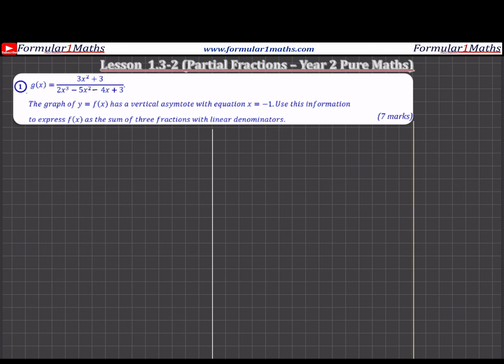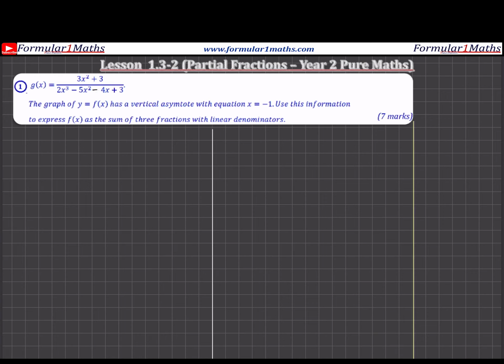Before I proceed, I would like to point out that the previous one, the first, was erroneously labeled as year 1 pure maths. It was meant to be year 2 pure maths. So please note that. In this lesson, we are going to explore some applications of partial fractions by solving 3 questions involving partial fractions.